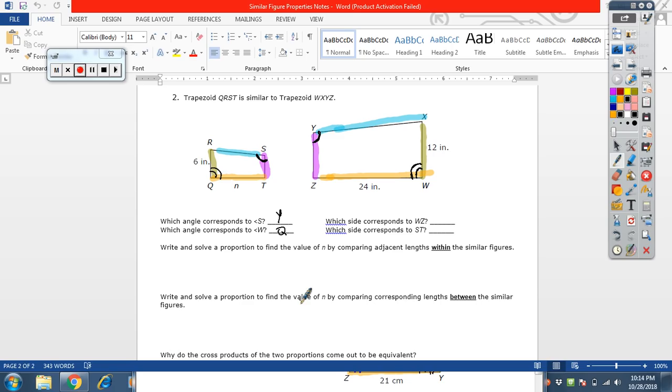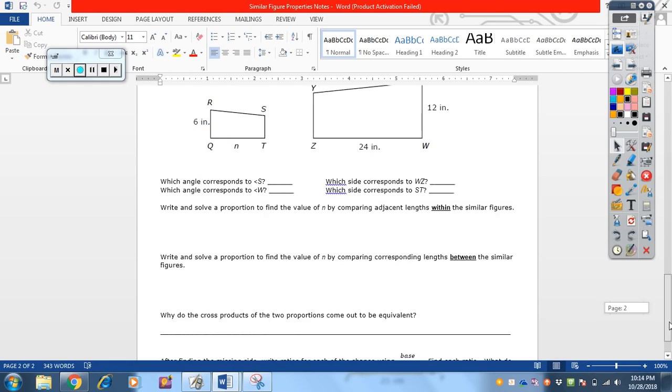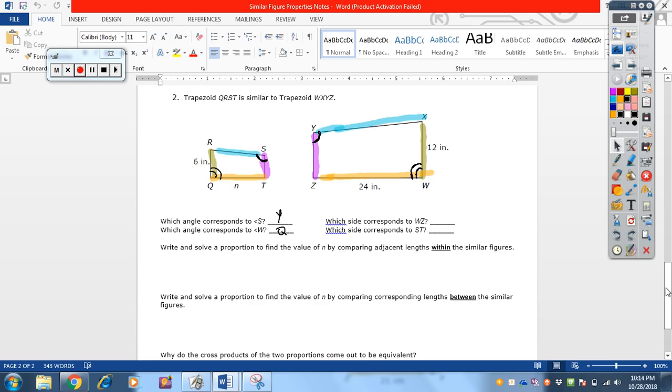Which side corresponds to WZ? QT, right? They're both orange. And which side corresponds to ST? ST is purple, and so is YZ. I didn't write it down, but you should. Oops, I probably shouldn't have erased it either. And put it back.